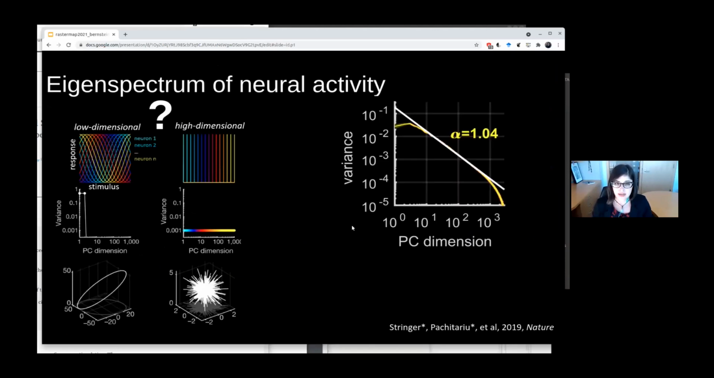And we found, in fact, it was actually neither of these things. It wasn't a conventional low dimensional code or a conventional high dimensional code. We found that the variance, the eigenspectrum of the data decayed like a power law of 1 over n to the alpha, where alpha was close to 1. And so this does suggest there's lots of dimensions of high dimensional activity, but it's not just this kind of flat eigenspectrum where these high dimensions have a lot of variance.